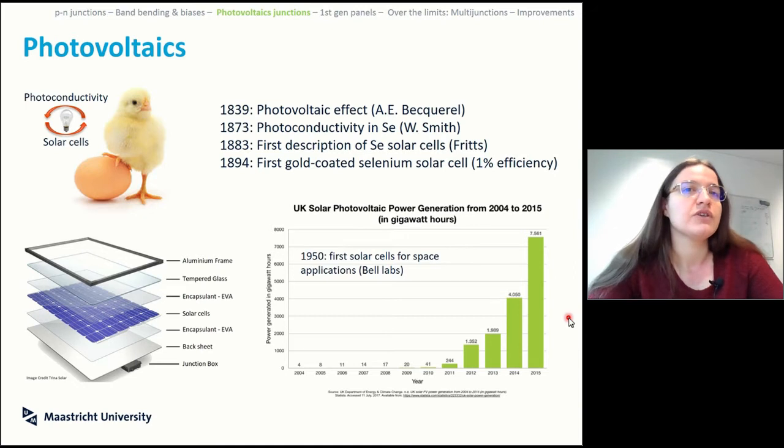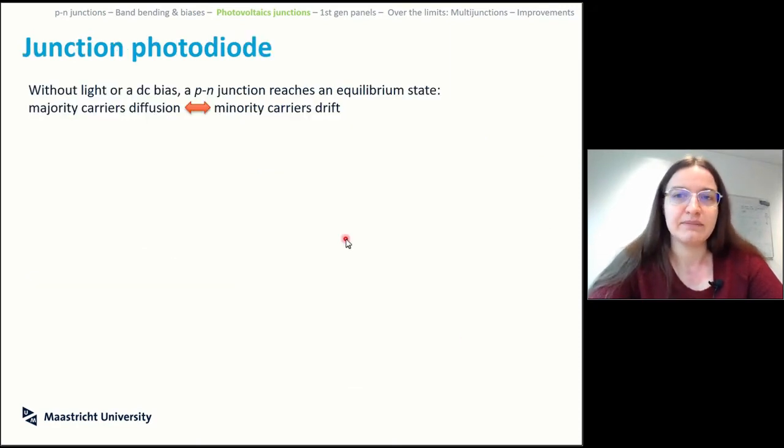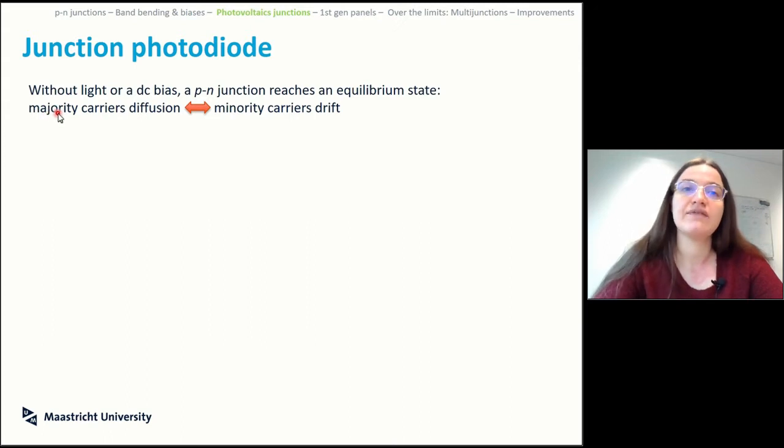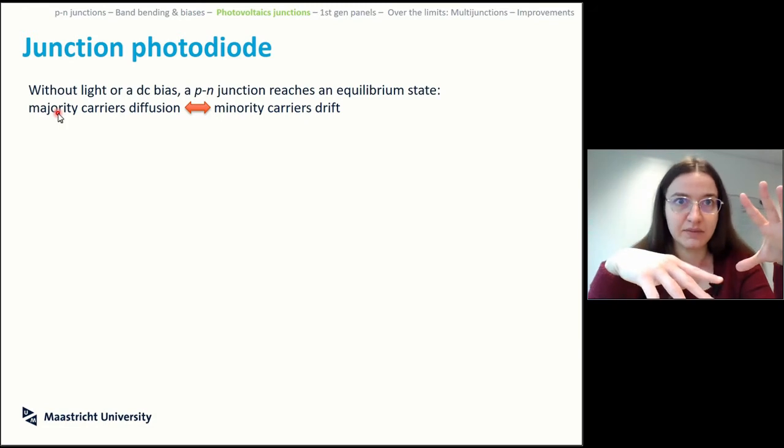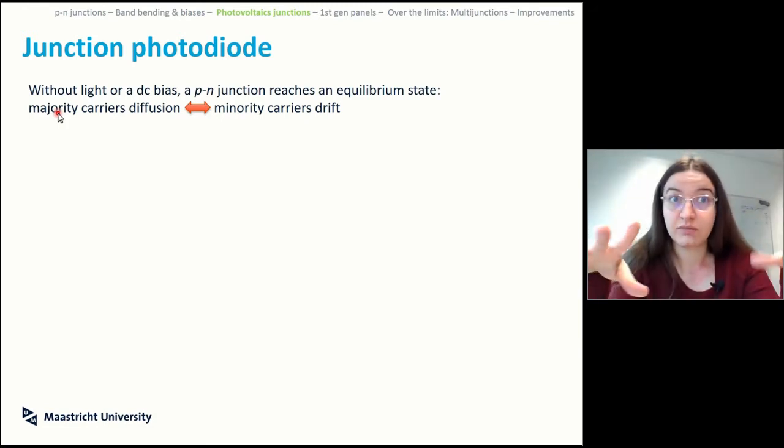So how does it actually work when you try to make something that will make you electricity based on semiconductors? As we were saying before, if you don't have anything acting on your p-n junction, the p-n junction reaches a point of equilibrium. The majority carriers and the minority carriers kind of cancel each other out. You have this band bending, nothing changes anymore, and you call it a day.